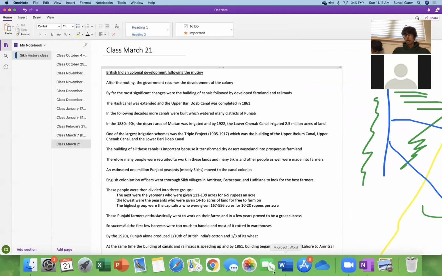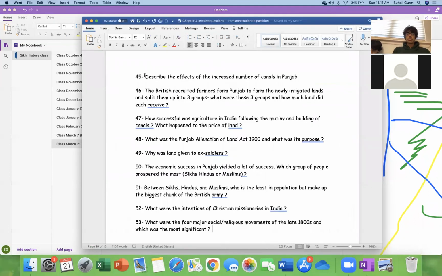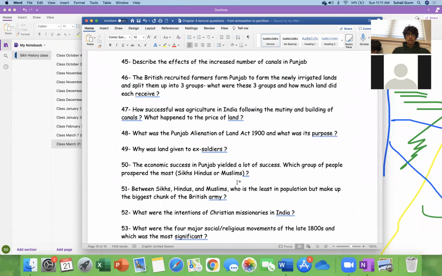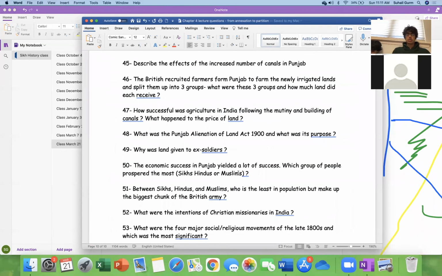And these homework questions this week, there is quite a bit of them, but a lot of them are one-word answers. For example, which group of people prospered the most? Sikhs, Hindus, Muslims. This is a one-word answer. Or between Sikhs, Hindus, Muslims, who's the least in population but will make up the biggest chunk of the army? That's another one-word answer. Some of these are bigger answers, like describe the effects of increased number of canals. Just give me a little explanation of what happened from the canals and why they're important, stuff like that.